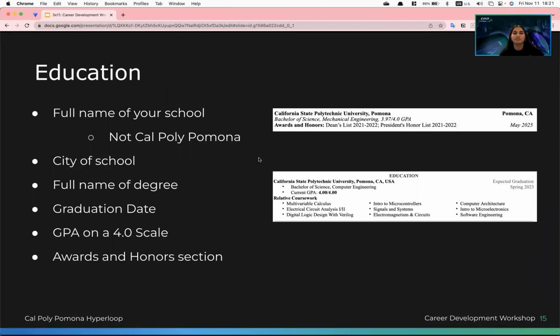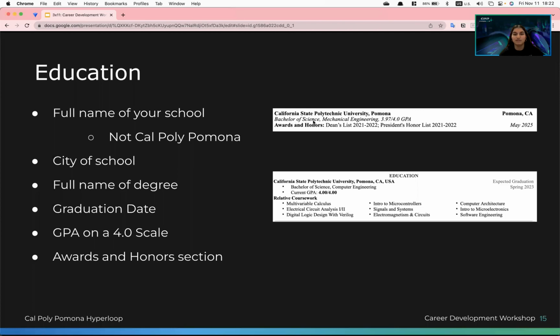So the next section is the education section. Since we're students and recent graduates, we'd probably want this at the top. If you've been working in industry for a few years, you can move it to the bottom since it's not as important anymore. So you'd want the full name of your school. For us, that's California State Polytechnic University, Pomona. It's not Cal Poly Pomona. And we'd include the city and state of the school towards the right over here.